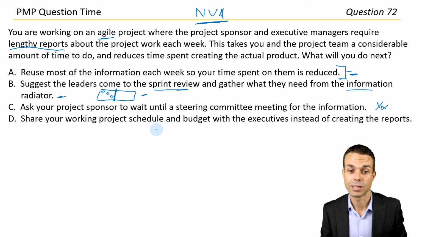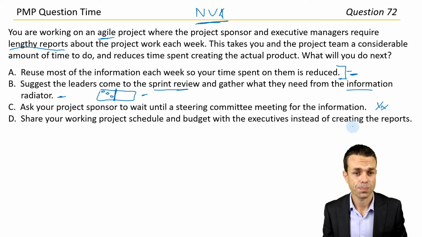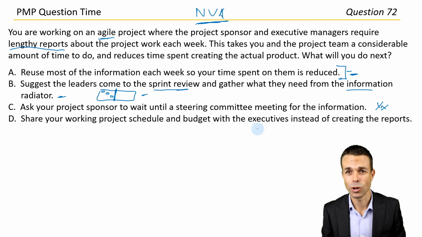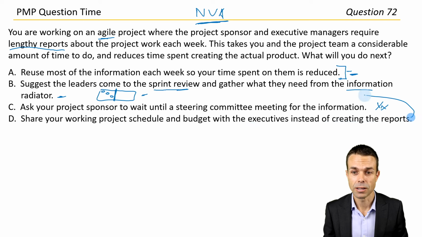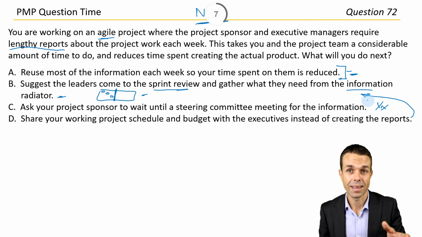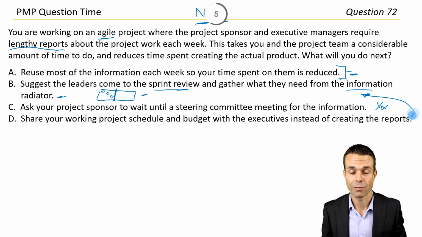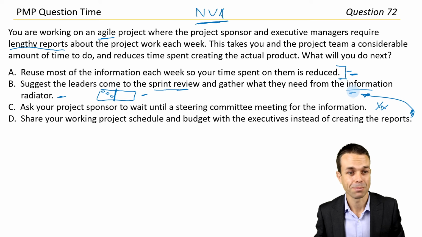Share your working project schedule and budget with the executives instead of creating the reports. That could work, and it's sort of similar to the information radiator, but that one's better because they can just go there anytime. This one, we have to actually physically share it. So this one is more live. I think let's go with answer B.